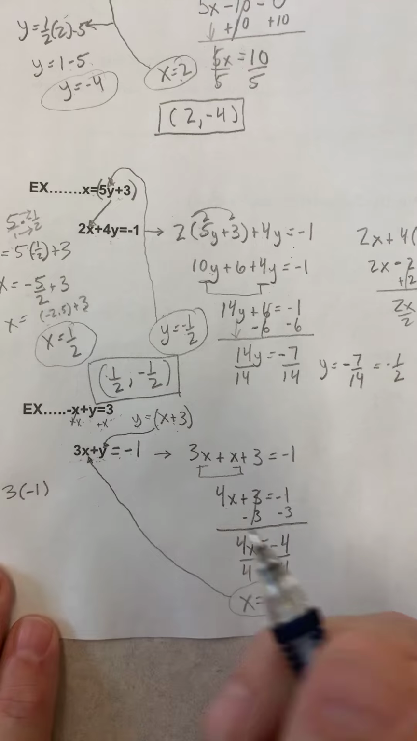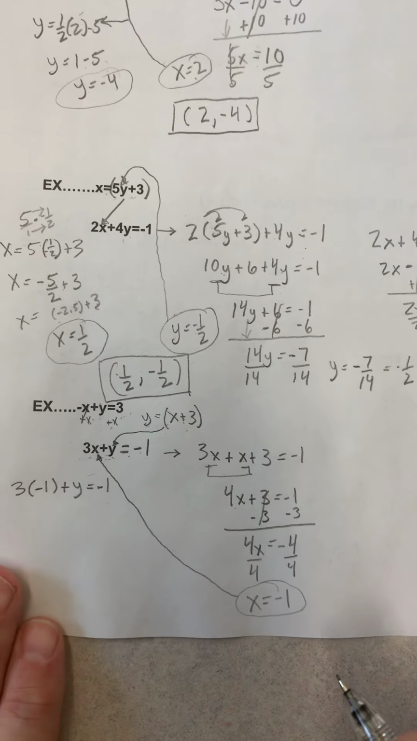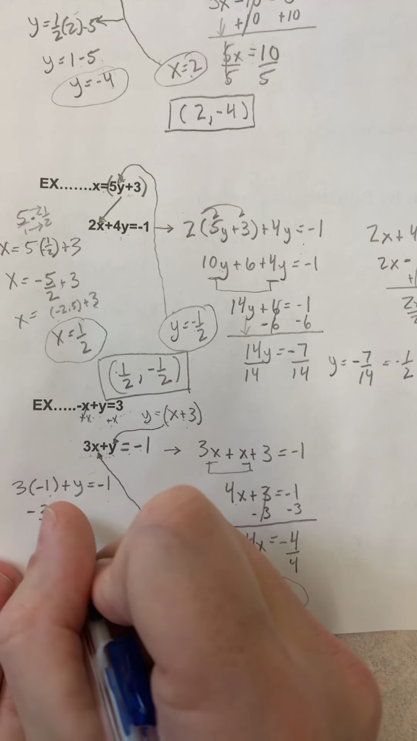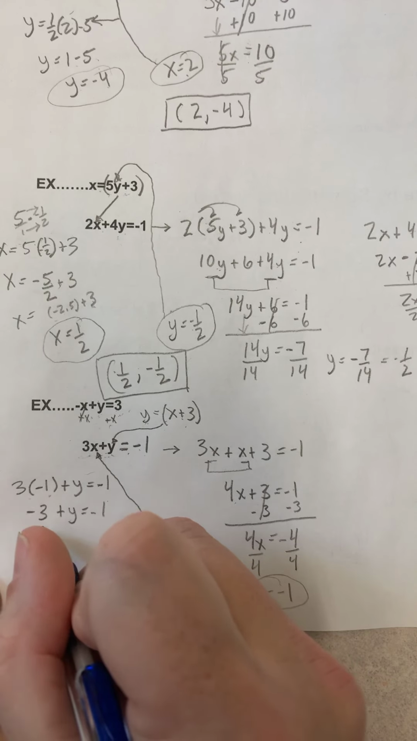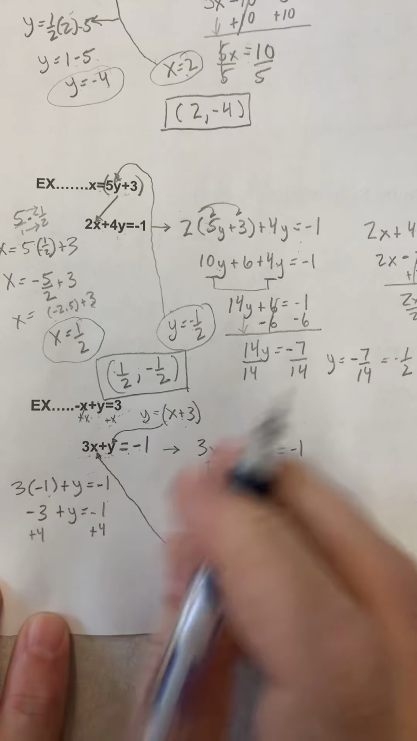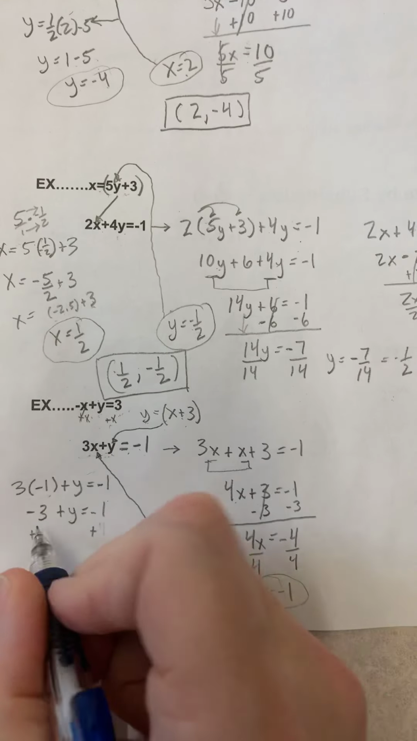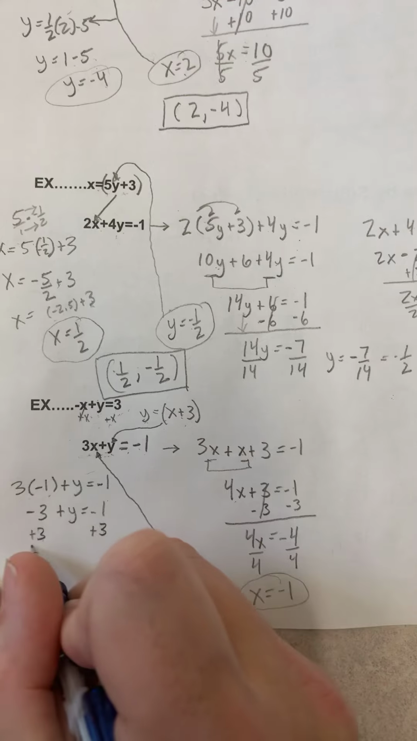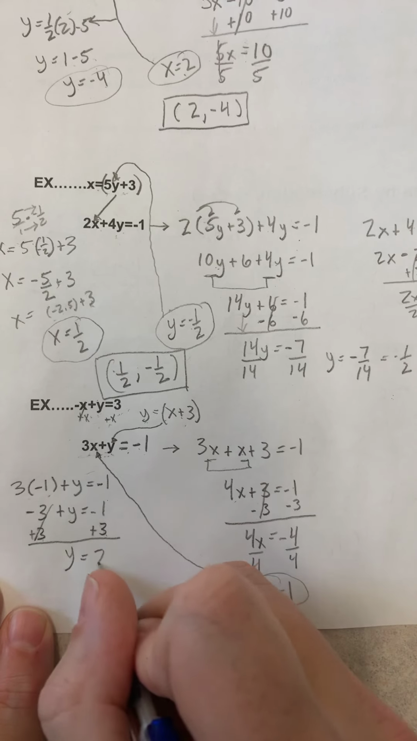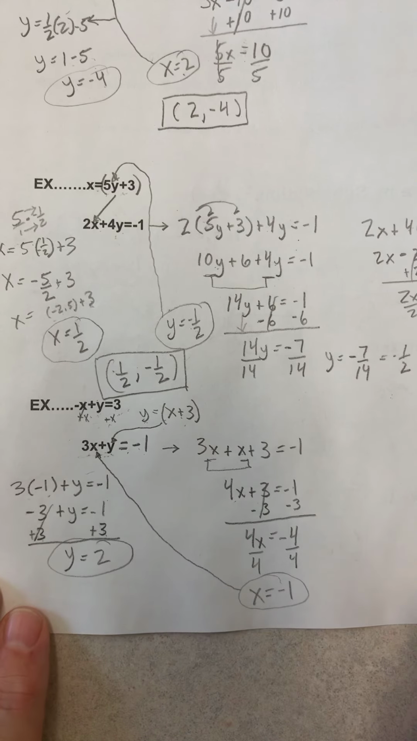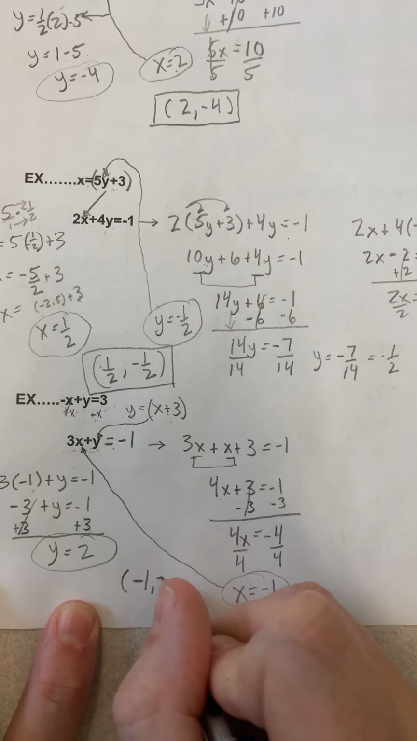3 times negative 1 plus y would equal negative 1. 3 times negative 1 is negative 3 plus y is equal to negative 1. It's a negative 3. Oops, whoops, why did I write 4? It's a negative 3, so I would add 3 to both sides. That goes away. Y is equal to negative 1 plus 3, which is 2. I now have the two things I need to write my answer as an ordered pair, negative 1, 2.